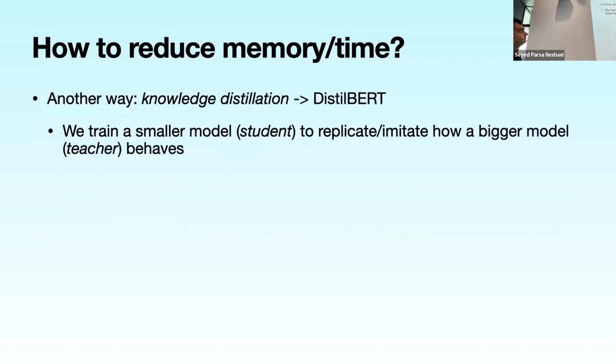Perfect. Another way that we'll also cover briefly today is knowledge distillation. What's that? Knowledge distillation, also a very famous model called DistilBERT, is a knowledge-distilled version of BERT. But what does that mean? This is the idea that we train a smaller model, called the student model, to replicate or imitate how a bigger model behaves. What does that mean?